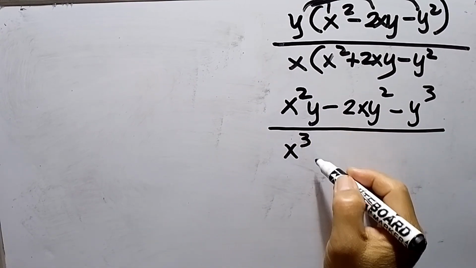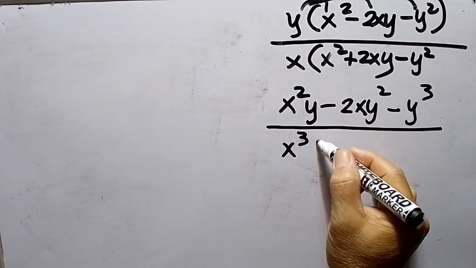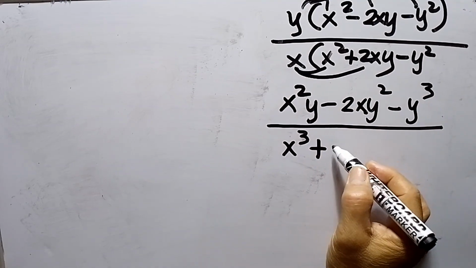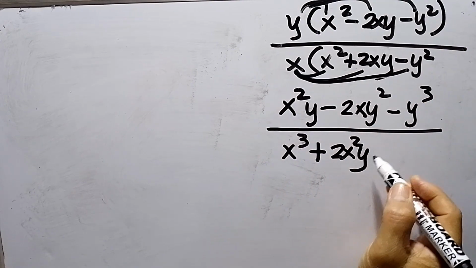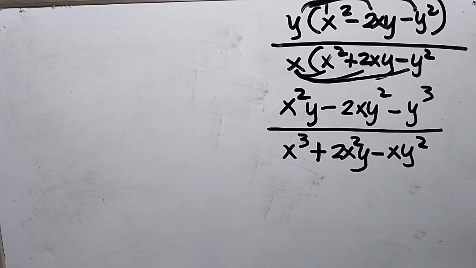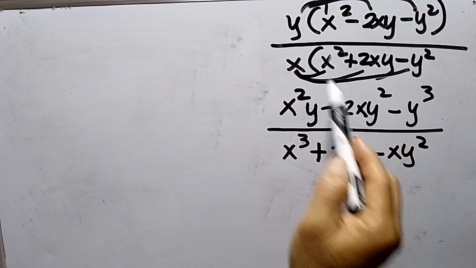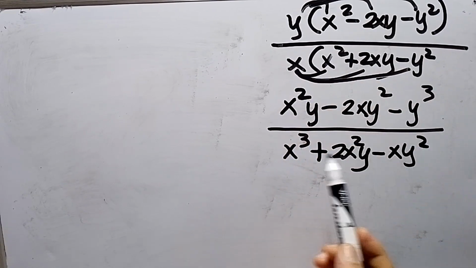Then x cubed y, x cubed only, and then plus this one, plus 2x squared y, and then the last, so this will be minus xy squared. Let us check. X squared y minus 2xy squared, and then the last will be minus y cubed.